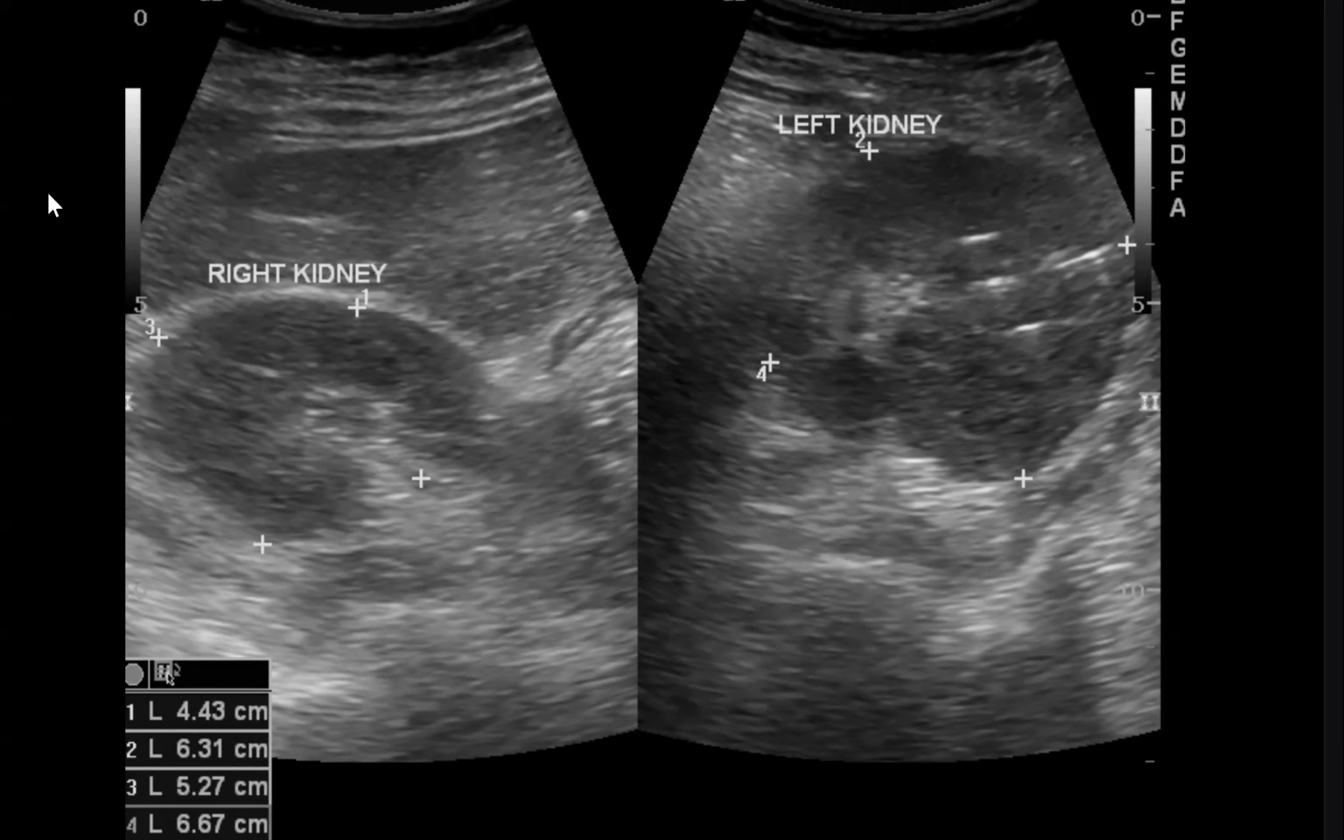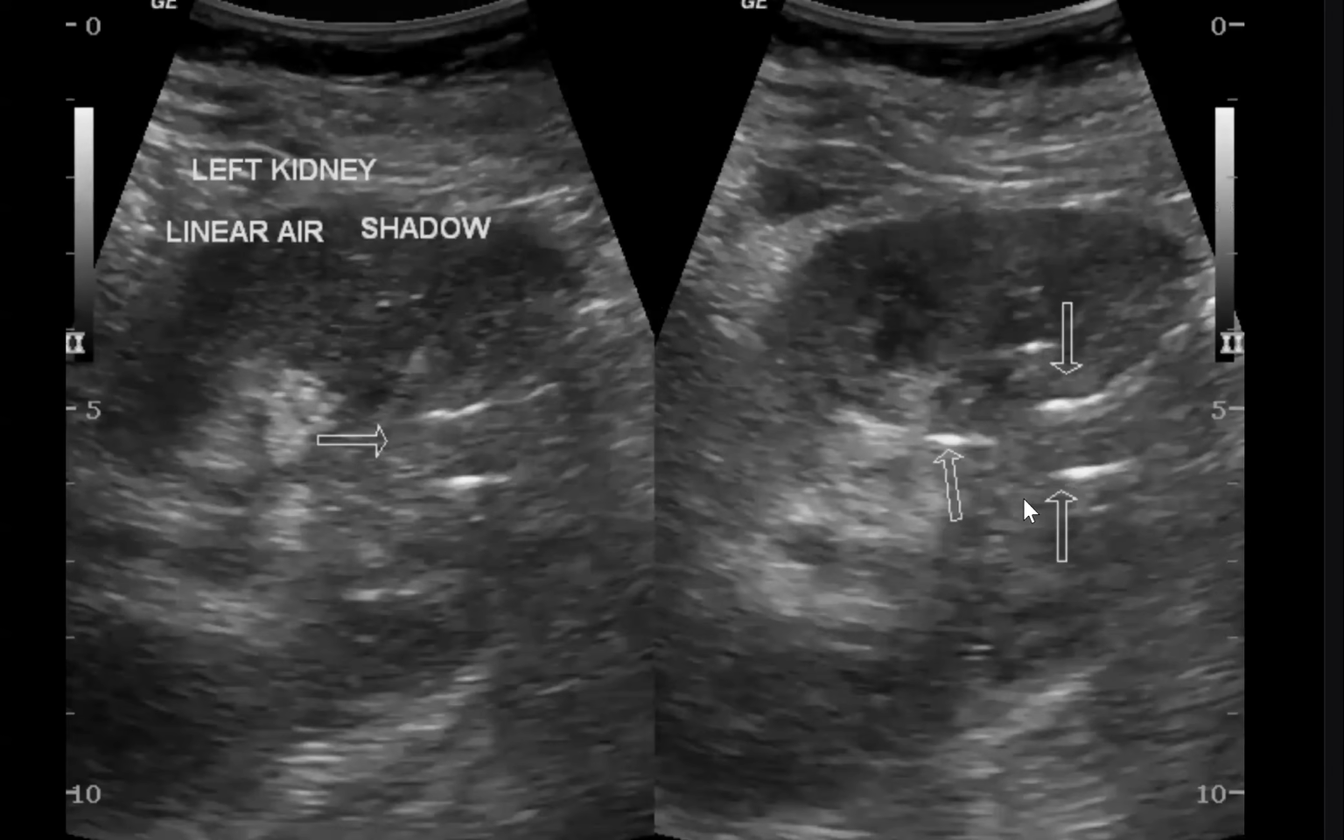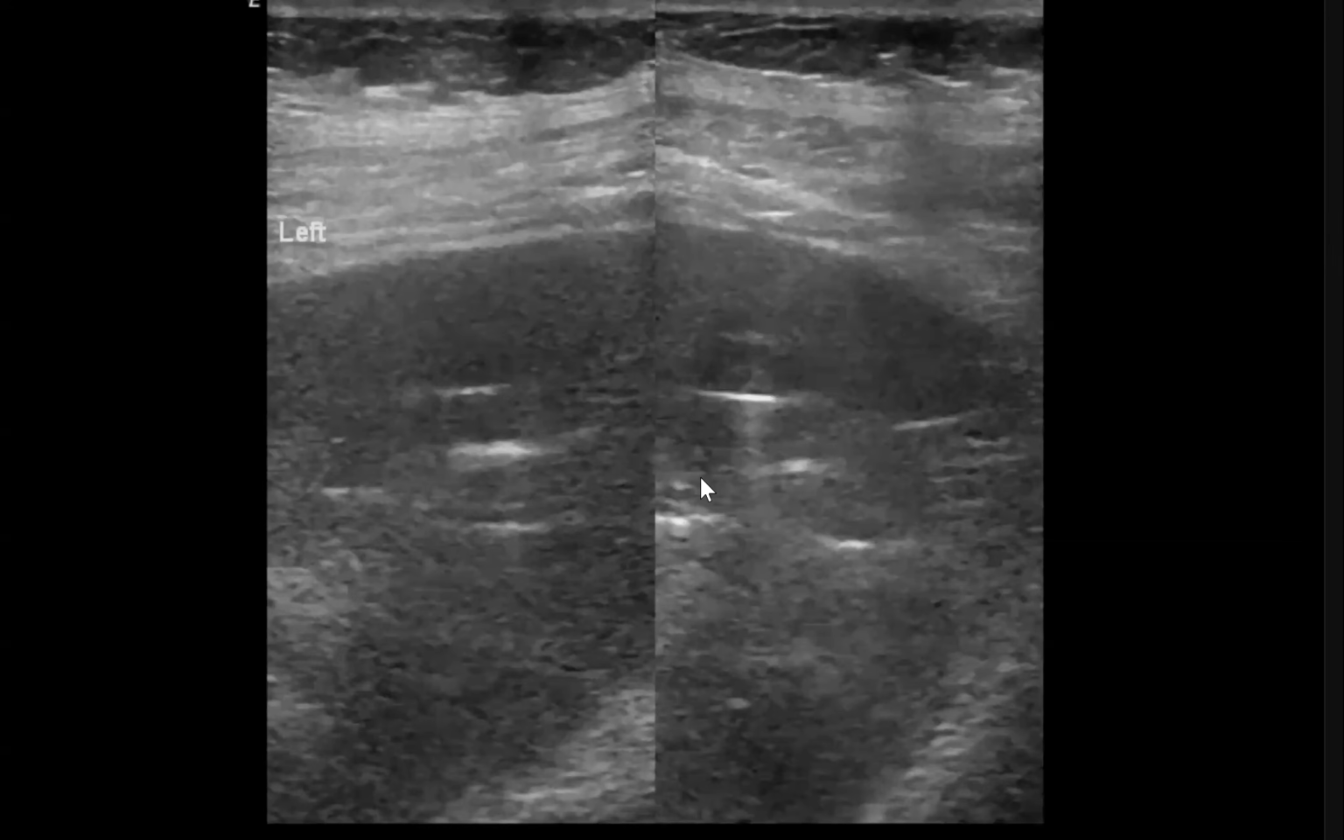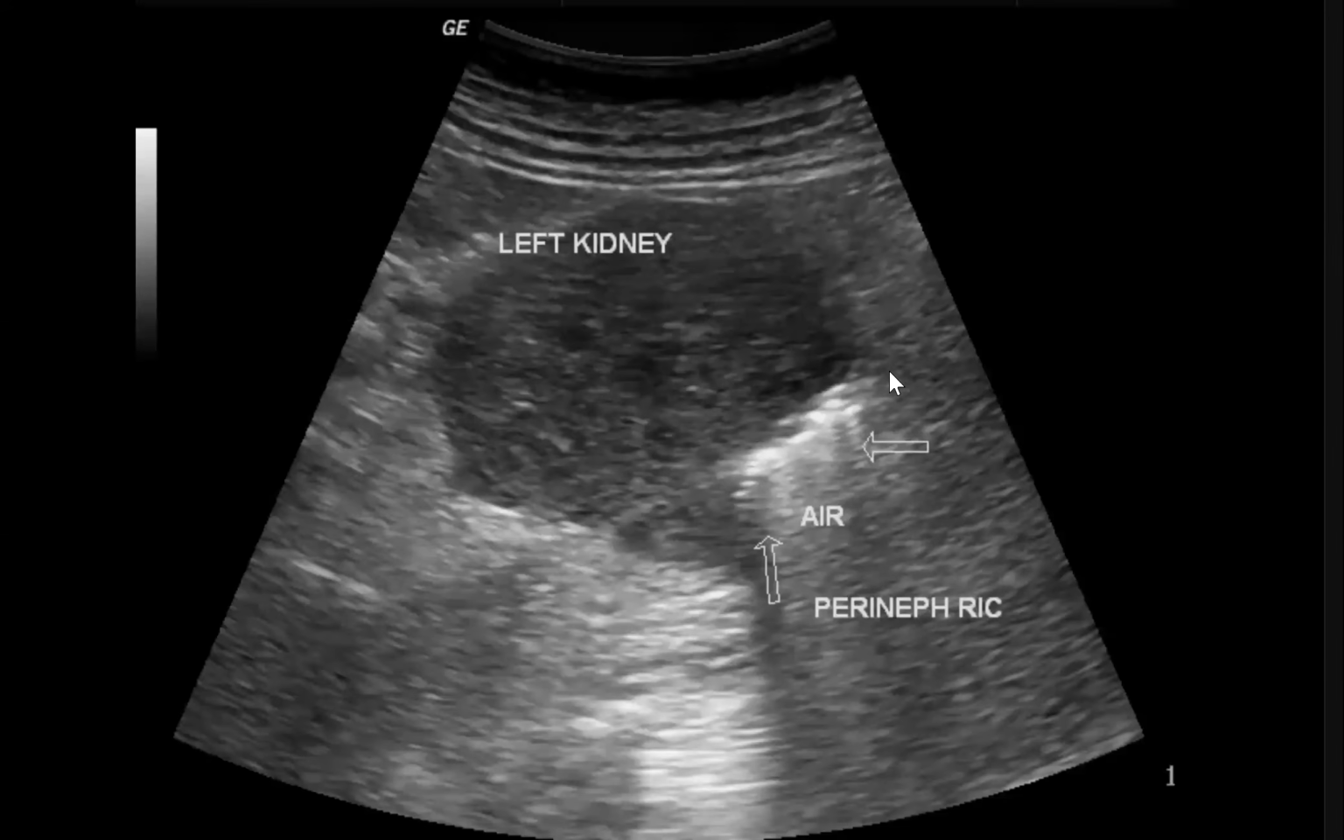Of course, in my routine practice, I will comment on the rest of the images. A stone, my friends, is usually present in the sinus, not in the parenchyma. And a stone has a rounded surface, not a linear surface. This echogenic linear surface means air foci. And this air foci is scattered within the parenchyma and even outside in the perinephric space. And this will increase the CT staging of this emphysematous pyelonephritis.